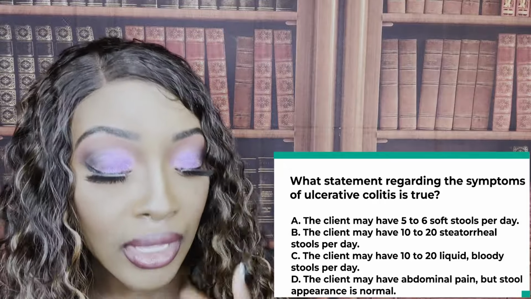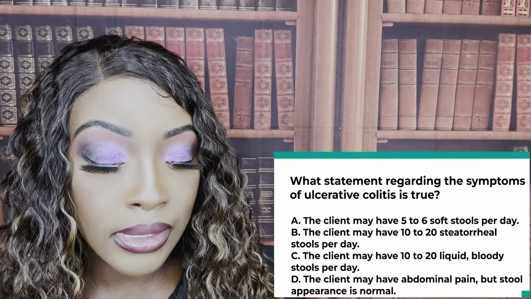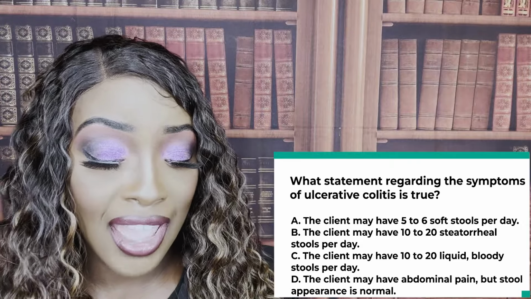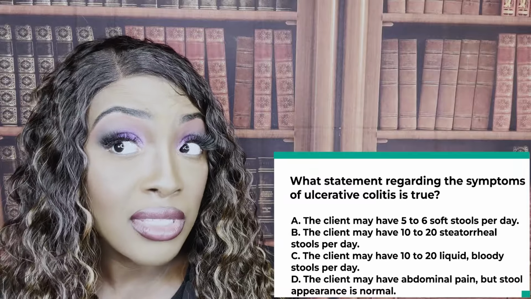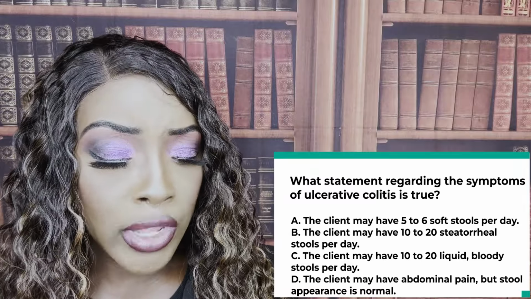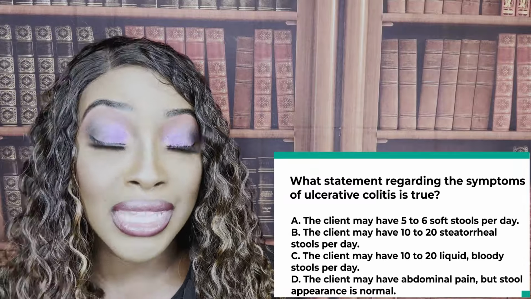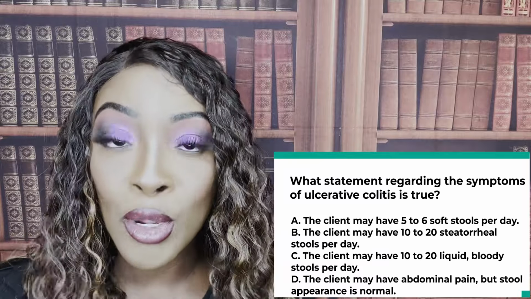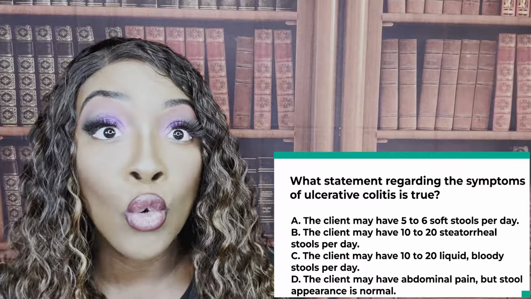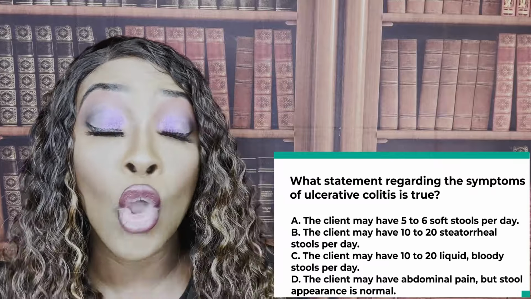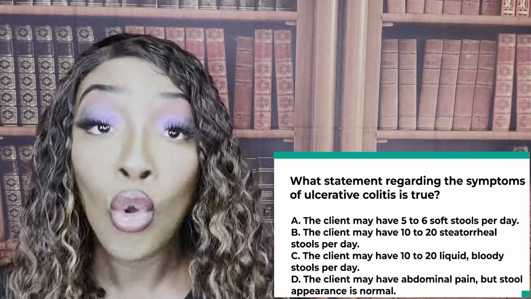The other choices are wrong. A, the client may have 5 to 6 soft stools per day. First of all, they're going to have 10 to 20 stools, and the stools are not going to be soft. They're going to be liquid, diarrhea, okay? Choice B, the client may have 10 to 20. You see that 10 to 20 part? That part's correct. So if you stopped there, you would have chosen that as the answer. But what do I tell you? Always read the whole thing, because if the whole answer isn't right, the whole answer is wrong.